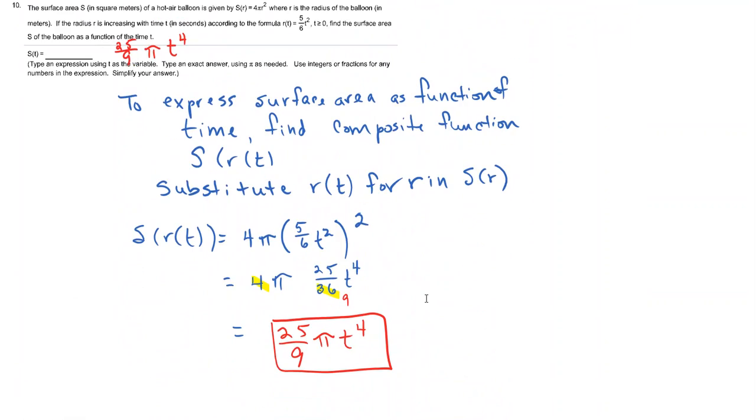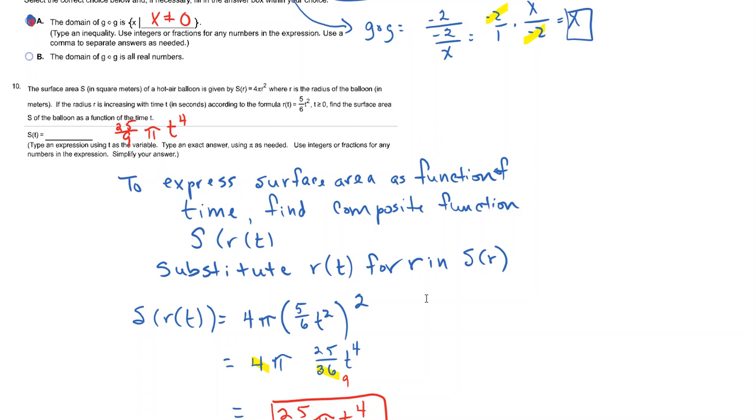Number 10 is a word problem. The surface area of a hot air balloon is given by S of R equals 4 pi r squared. R is the radius of the balloon. If the radius r is increasing with time t according to this formula, so this is r of t, that means the radius is increasing with 5 over 6 times t squared. Find the surface area S of the balloon as a function of the time t.